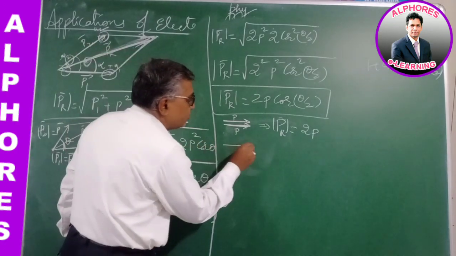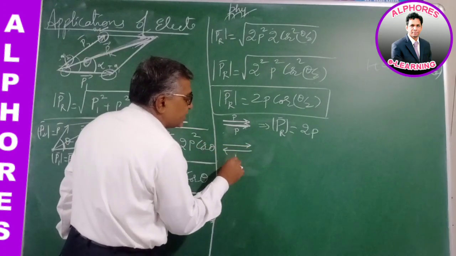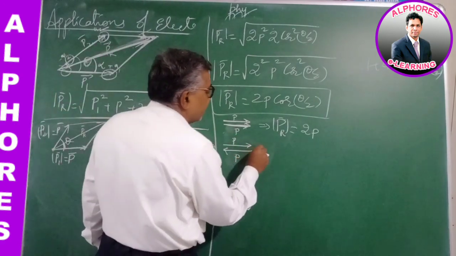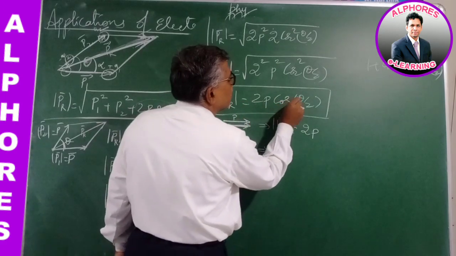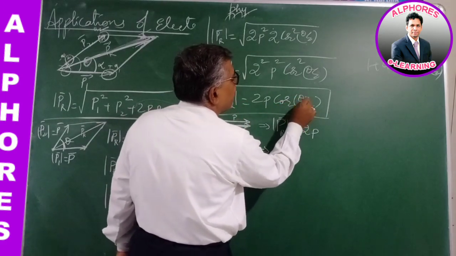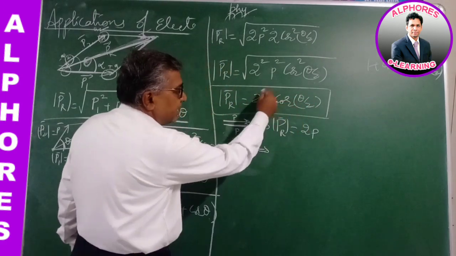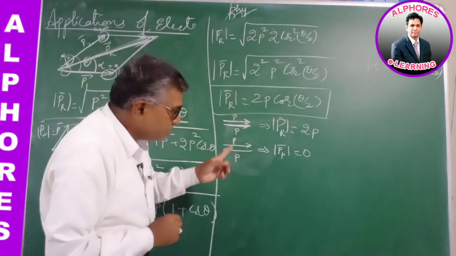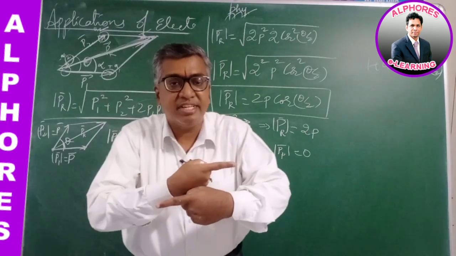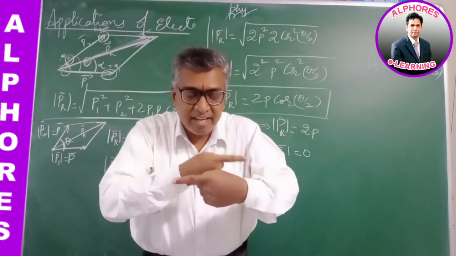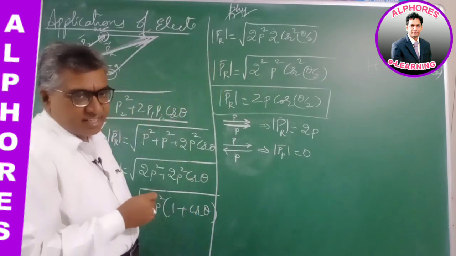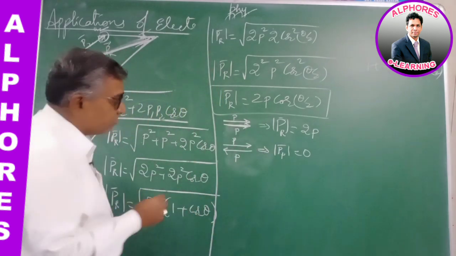Suppose these two dipoles are in opposite direction, P and P, both opposite, unlike. Angle 180 degrees. Cos 180 by 2, 180 by 2 is 90. Cos 90 is 0. So the resultant dipole moment is 0. So when two dipoles are equal in magnitude and opposite in direction, they nullify one another, cancel one another. Net dipole moment is 0.